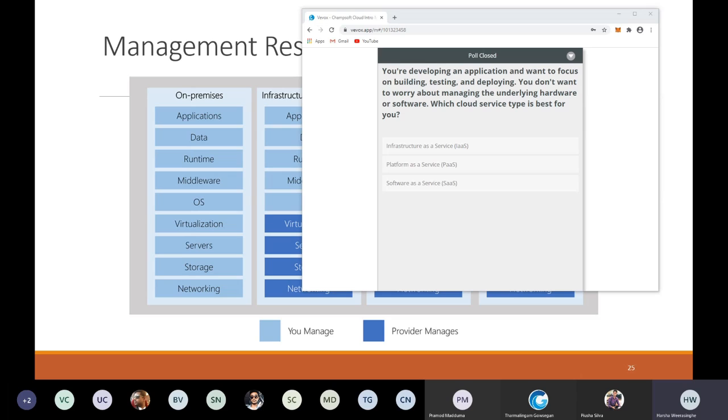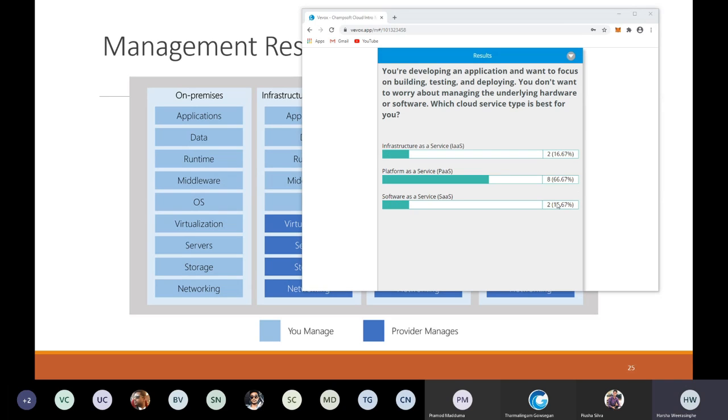So you can see the answers. 8 answers for PaaS, 2 for IaaS and 2 for SaaS. So the answer is platform as a service.